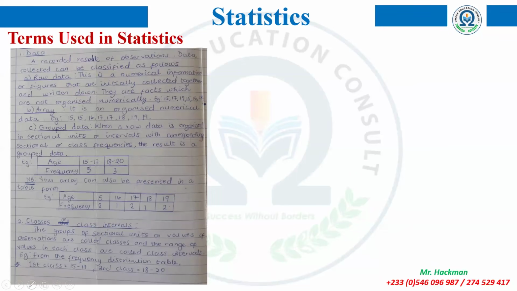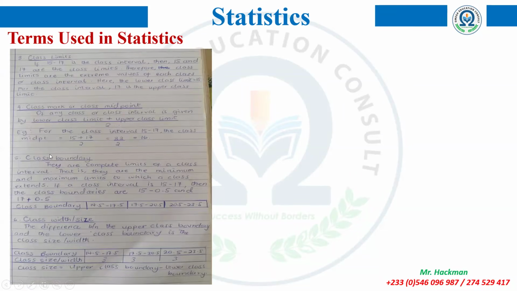Let's move on to the next term. The next term will be the class limits. Every class basically will have two numbers. We said it will be a section, and the section should have a starting point and a terminal point, or a starting value and a terminal value. So if I have a class 15 to 17, because we have two numbers involved, we are going to have two limits. The extreme values are called limits.